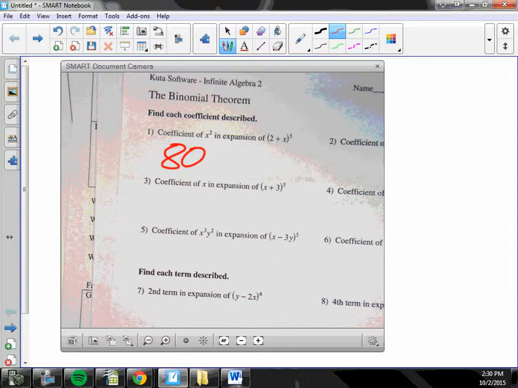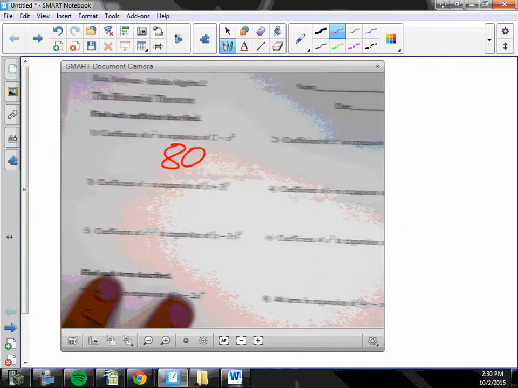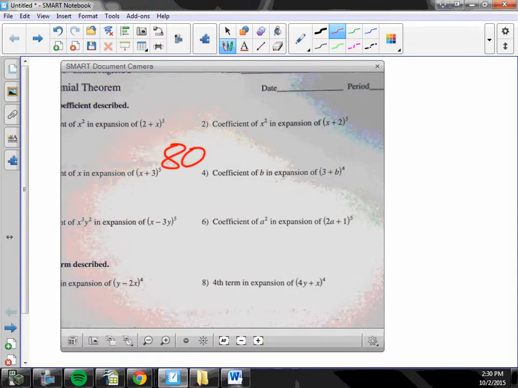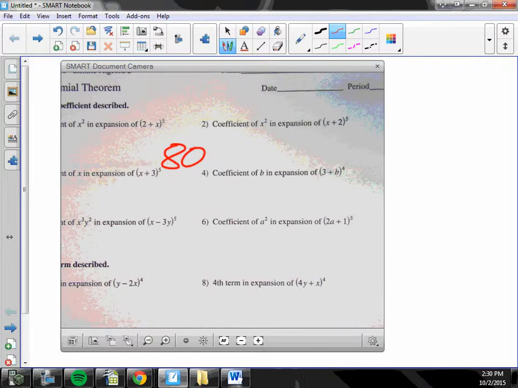So for number 2, let's not do all of that work. I mean, we don't need to write it all out. So what is the coefficient of the x squared term? Which term is it? Is it the first term? No. What would the exponent on x be in the first term? x to the fifth. Is it the second term? No, because that would be x to the fourth. Third term would be x to the third. The fourth term would be x squared.